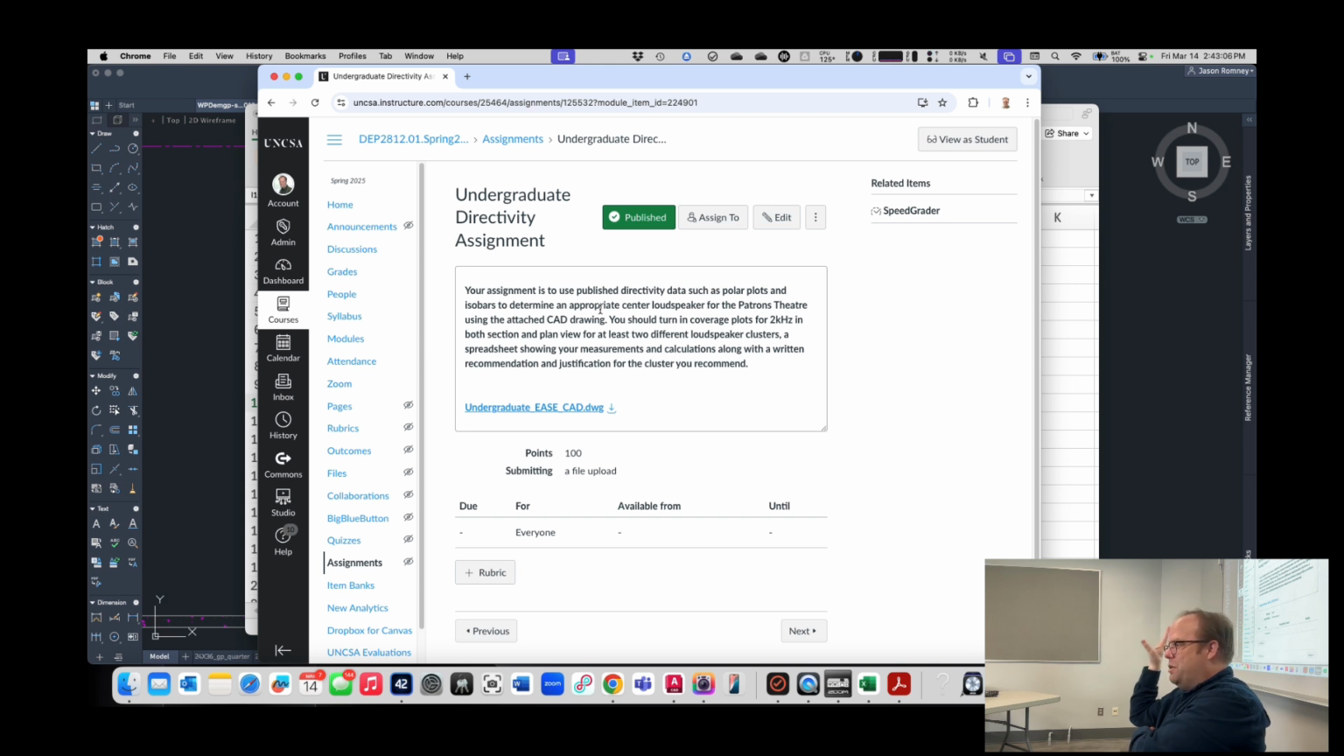Okay? So literally pick any 2 loudspeakers, plot them, show me how they disperse, and tell me which one is better. Okay? Which one disperses more evenly? Do it at 2 kilohertz. Okay? Questions?